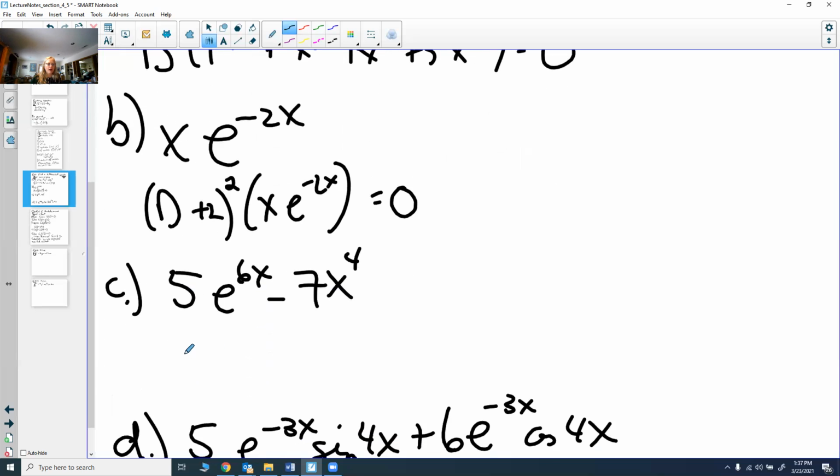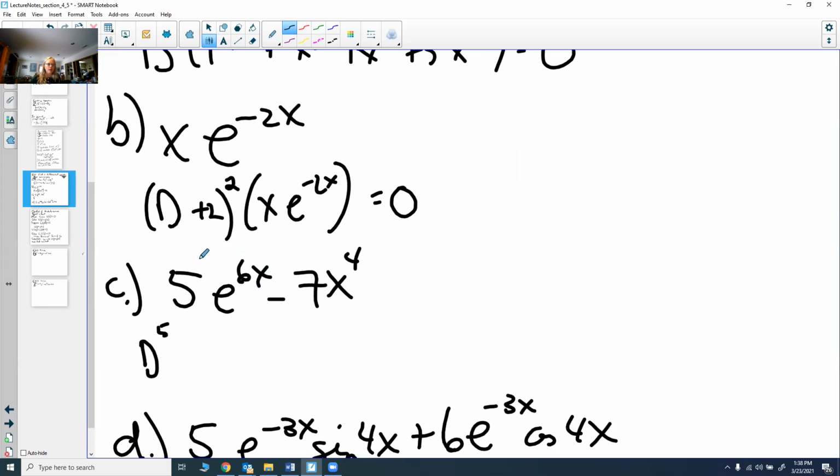So let's try 5e to the 6x minus 7x to the fourth. Well, these are not both polynomials. This one was just an exponential, x times an exponential. This one's a combination of an exponential and a polynomial or power function. And so when we go to do this, we need to figure out what annihilates this 7x to the fourth. Well, that would be D to the fifth. That would eliminate that term.